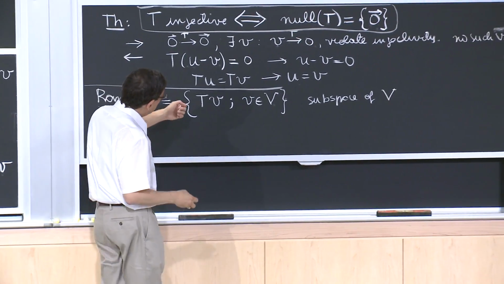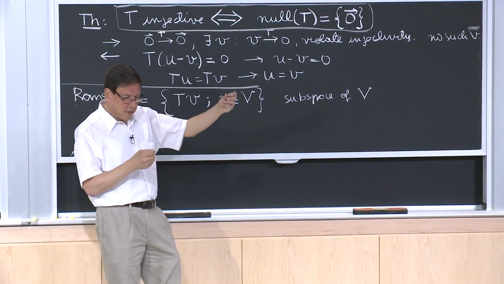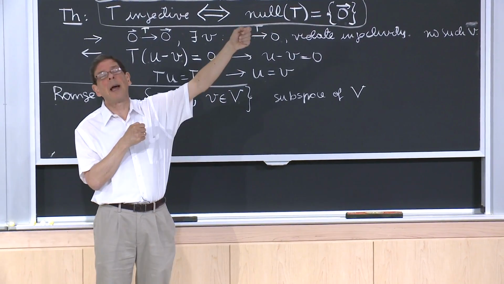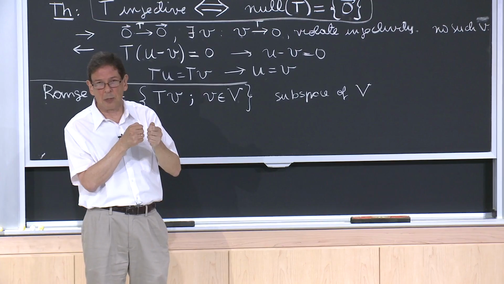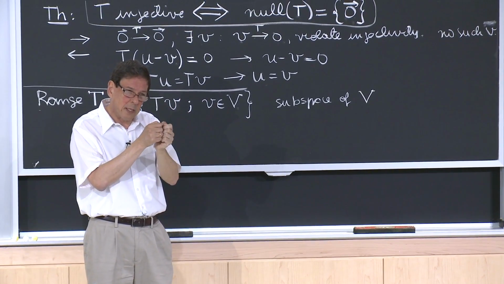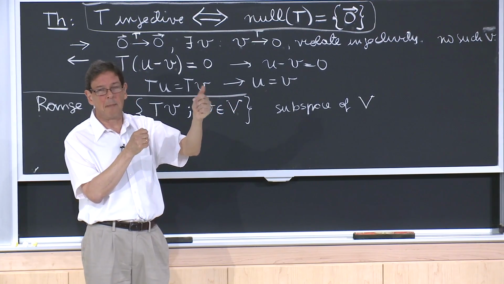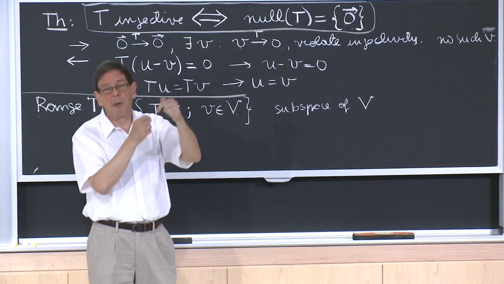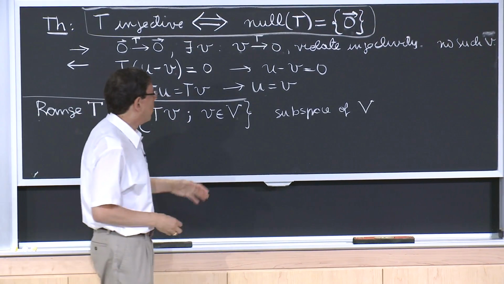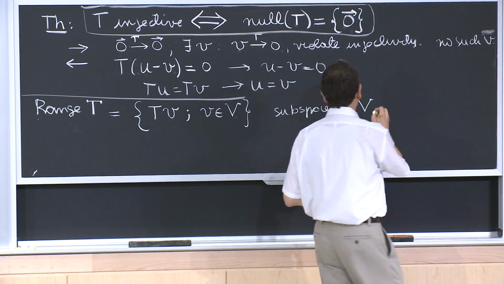So similarly, if you have a vector that is in the range, 3 times that vector is also in the range, because the original vector was obtained by acting with T on something, and the second will be obtained by acting with T on 3 times that something. So this is a subspace of V.